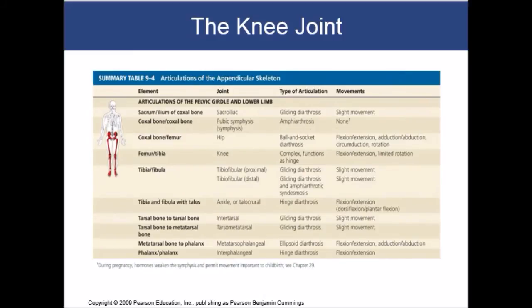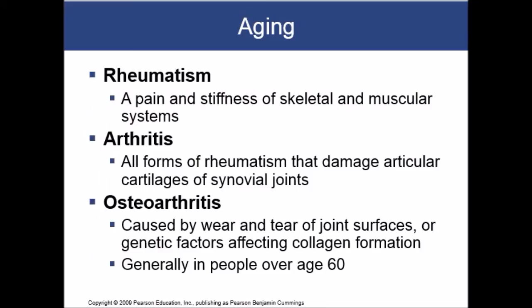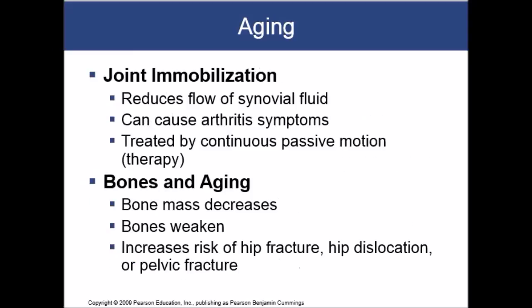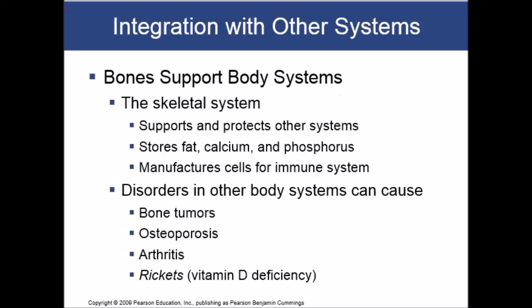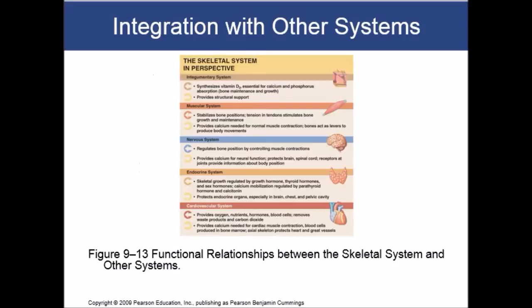These conditions are important, of course. What's rheumatism, arthritis, osteoarthritis, rheumatoid arthritis, gout arthritis? What happened in joint immobilization and aging? So these 1, 2, 3 slides are very important. Okay? And this also is important, the bone recycling versus bone strength. What are these factors here? So this slide is also important. Okay, so that's it for this one.